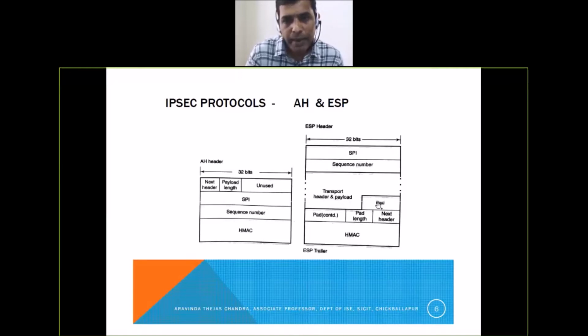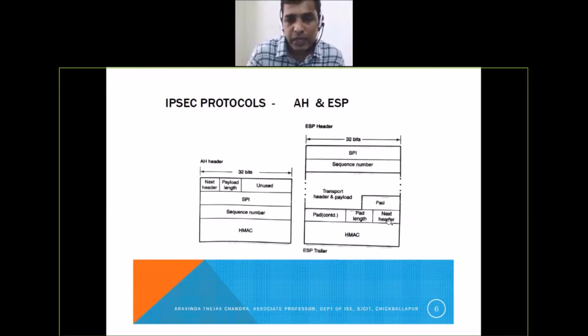Then padding. Padding is done in order to make the data a multiple of the 32-bit block size. That's why padding is done. Then pad length is specified. We need to tell which is the actual data and which is the padded bits. That's why the pad length is specified.